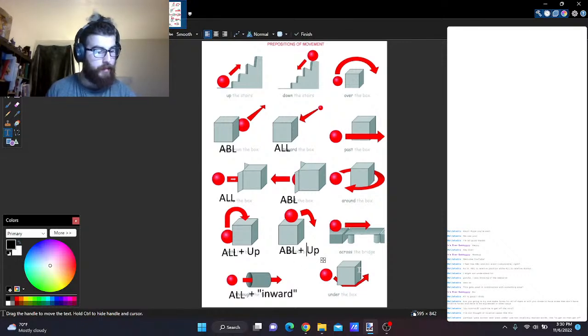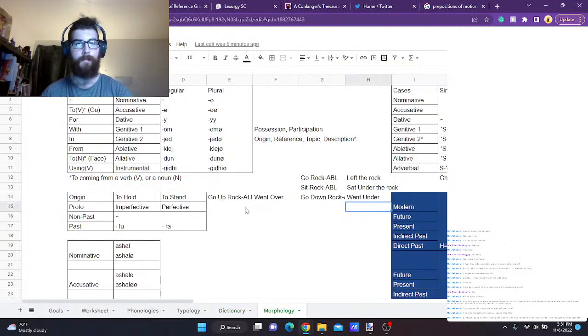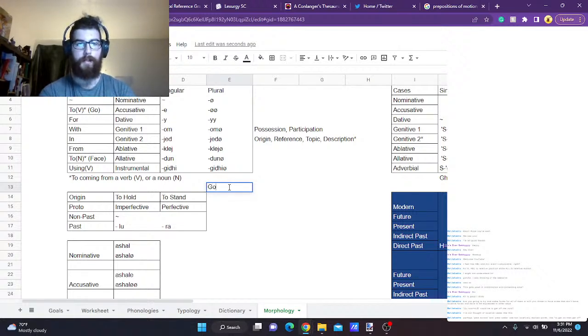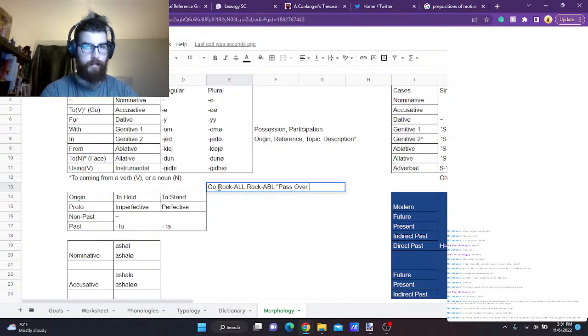Pass across, pass under: use two locatively marked words. So, reduplication plus. At least this is where my mind went. Go, rock, al, rock, ab. Which means... or go up rock, down up rock.